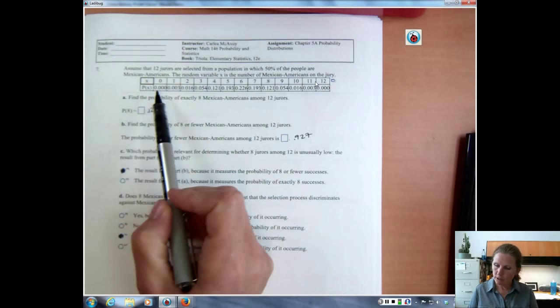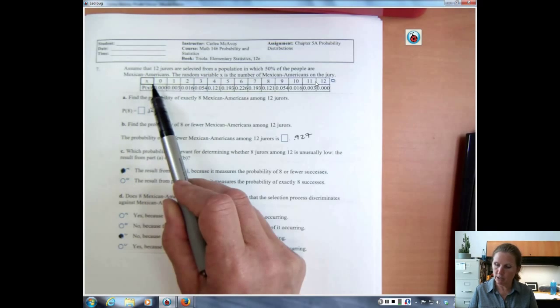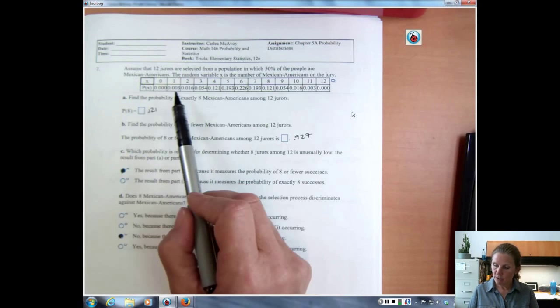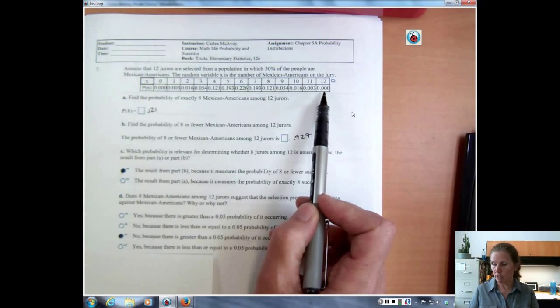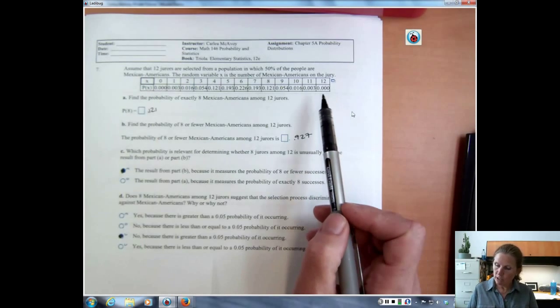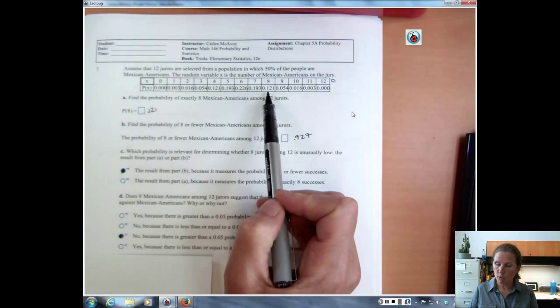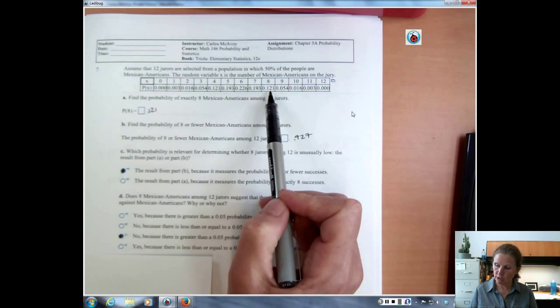Okay. Assume that 12 jurors are selected from a population in which 50% of the people are Mexican Americans. The random variable X is the number of Mexican Americans on the jury. So we have 0 people on the jury, that's a 0% chance. 12 Mexican Americans on the jury, that's 0% chance also. But in the middle we have all these different probabilities. If it's actually a probability distribution, all these probabilities should add up to 1. So it is. The probability of exactly 8 Mexican Americans is right here, 0.121. 8 Mexican Americans on the jury, 0.121 chance of that happening.